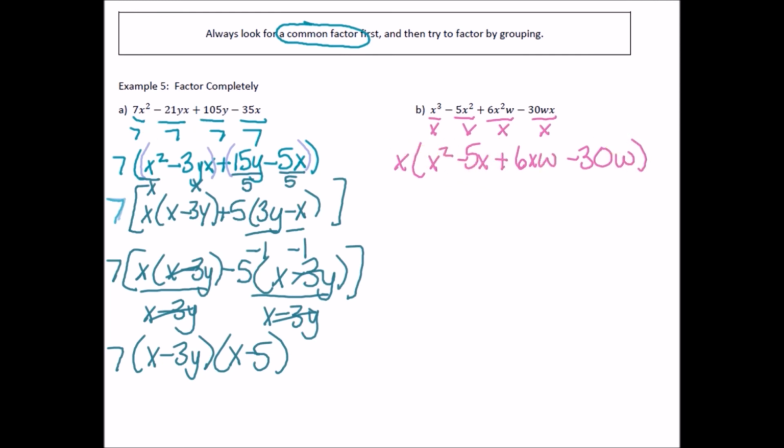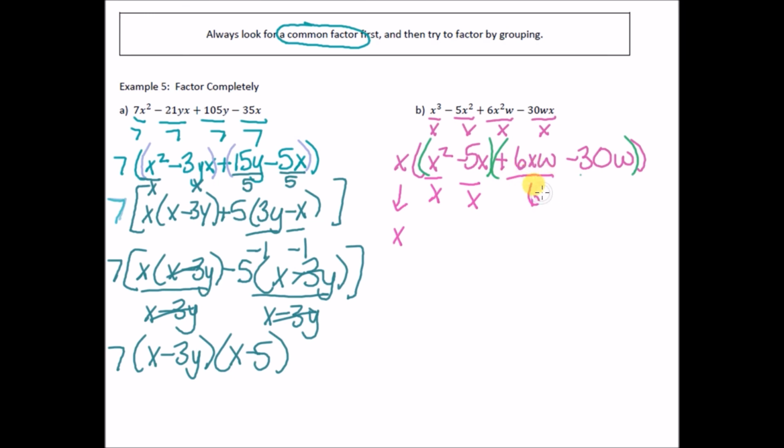And now from here, we want to factor by grouping because we have 4 terms. So x squared and negative 5x both have an x in it, so we can group those. A 6 and 30, we can pull out a 6. xw and w, we can pull out a w. So we can group those. So now, bring down the x. This one just stays as it is. And let's bring this down a little bit more. Let's divide the first bracket by x and the second by 6w.